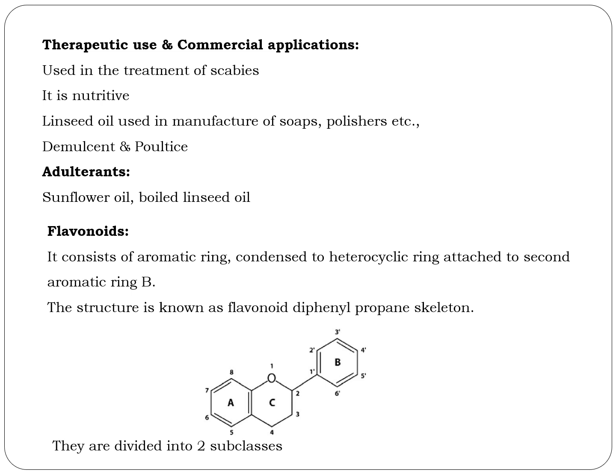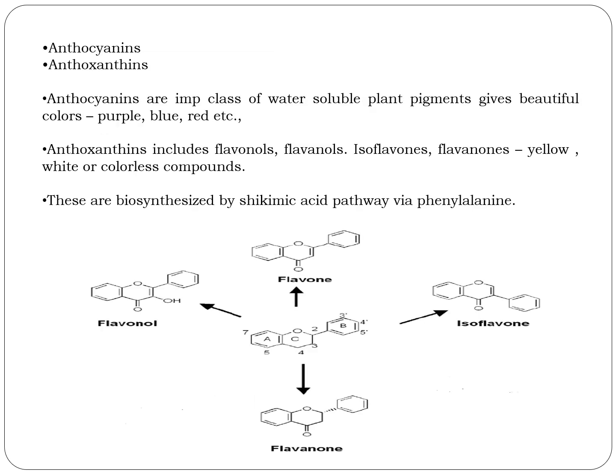So the next category after lignans is flavonoids. Let us see about flavonoids. Flavonoids consist of an aromatic ring condensed to a heterocyclic ring attached to a second aromatic ring B. The structure is known as the flavonoid diphenyl propane skeleton. These flavonoids are divided into two subclasses, anthocyanins and anthoxanthins. Anthocyanins are an important class of water-soluble plant pigments which give beautiful colors like purple, blue, red, etc.